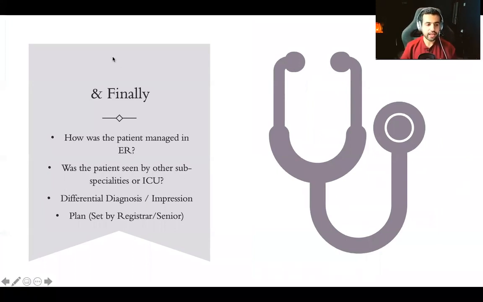And then finally, as I said, you want to document how this patient was managed in the ER. Has this patient actually been seen by other subspecialties and/or the ICU? It's very good practice to include a differential diagnosis. When this patient arrives at your ward, you will already know what the case is. So it's good practice to formulate a differential diagnosis. And then also for the plan, it would have already been set by your seniors.